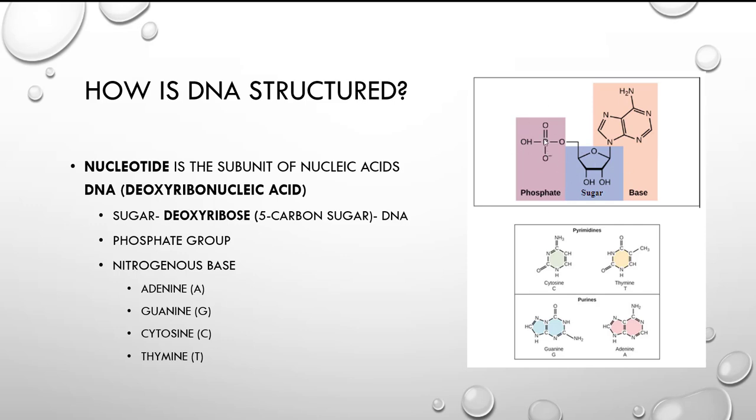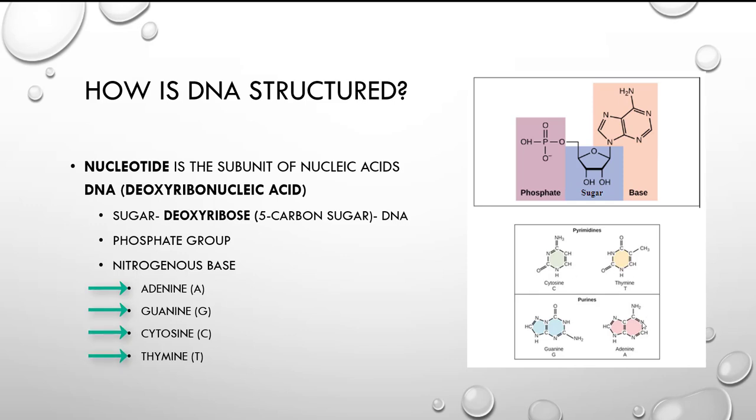And then we have the phosphate group, so you can see there's a phosphorus with 4 oxygens here, and then a nitrogenous base, so you can see the nitrogens here, okay? And if we look at our nitrogenous base, there are 4 types of possible bases that attach to the sugar group for DNA. That would be adenine, guanine, cytosine, and thymine.